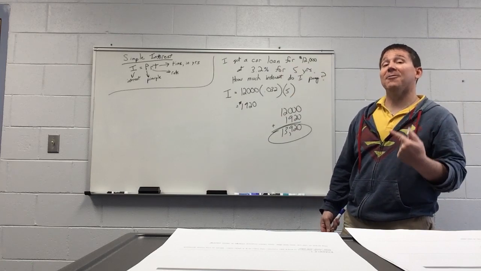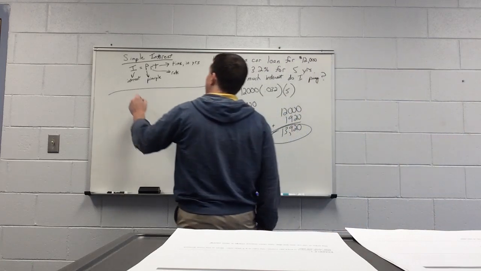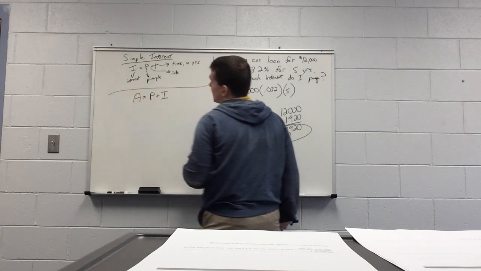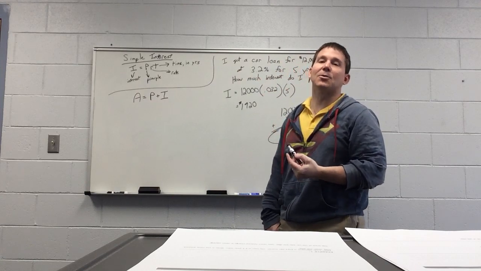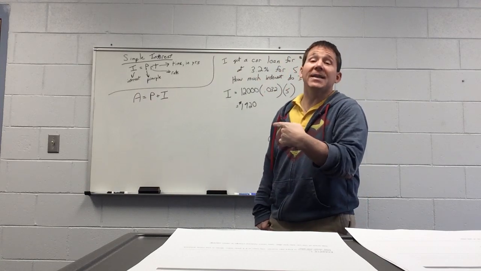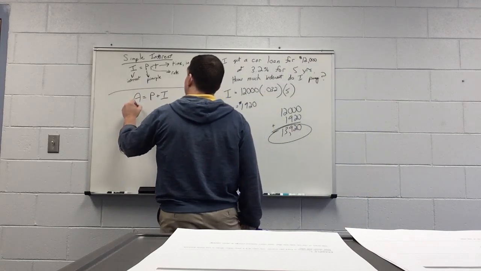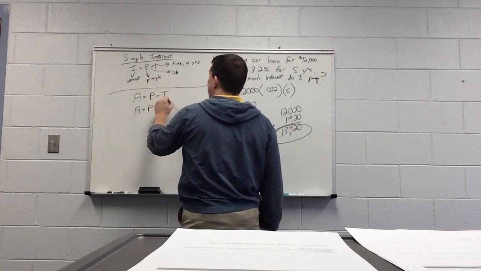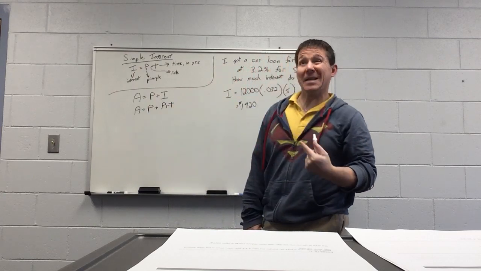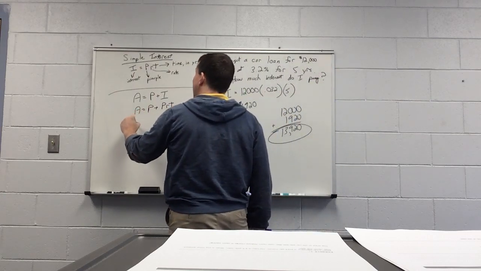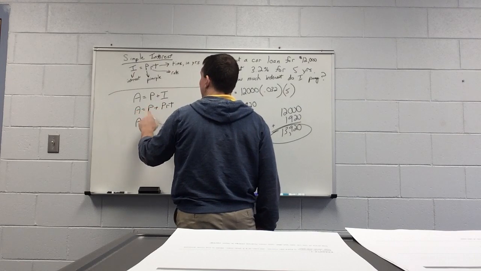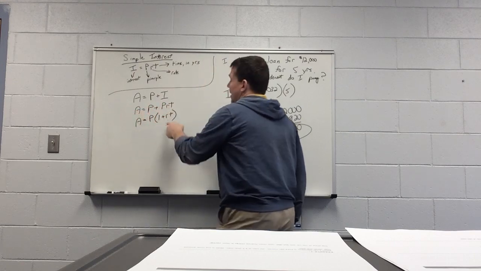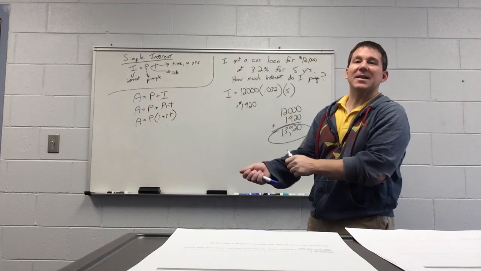There is actually a formula for total amount. It is amount equals principal plus interest, because that's how you get the total amount. But you can write this different ways. Amount is equal to principal plus interest, but interest is PRT, so sometimes the formula will be written that way. Algebraically, sometimes we factor out the P and we get P times 1 plus RT. When you see compound interest later on, that makes sense.